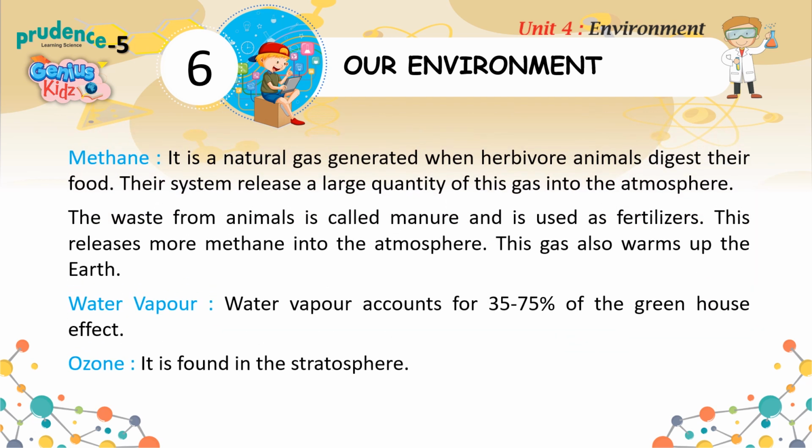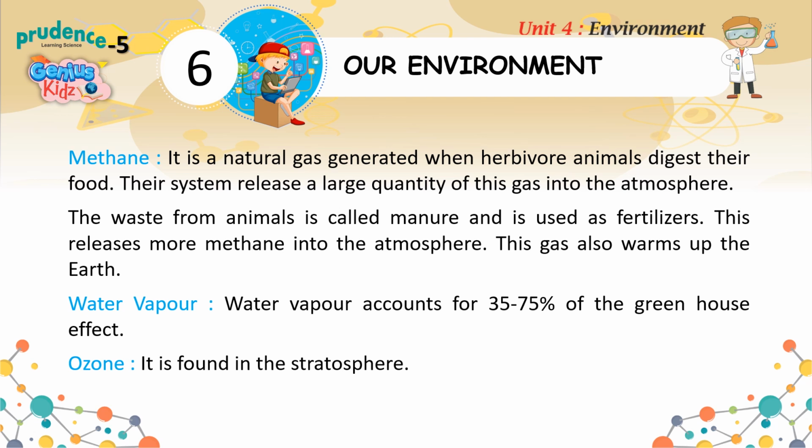Methane. It is a natural gas generated when herbivore animals digest their food. Their system releases a large quantity of this gas into the atmosphere. The waste from animals is called manure and is used as fertilizers. This releases more methane into the atmosphere. This gas also warms up the Earth.